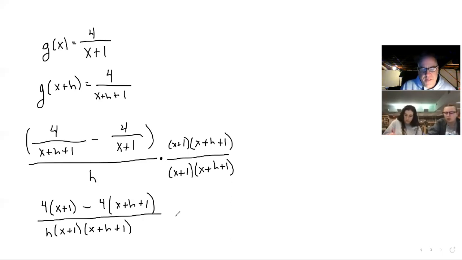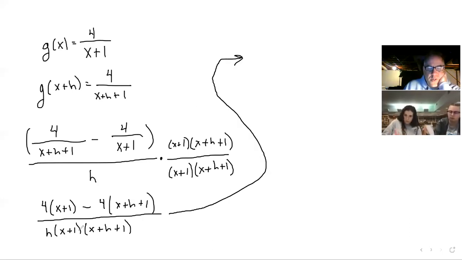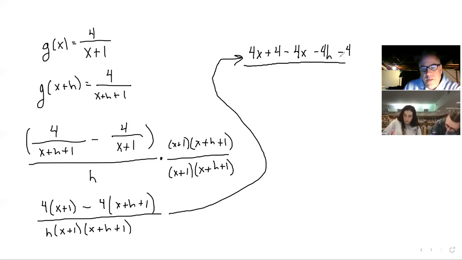Now from here, kind of the same thing's going to happen. It's going to be distribute the 4, distribute the -4 here, and we're going to get everything to cancel that doesn't have a factor of h in the top. You would have 4x plus 4 minus 4x minus 4h minus 4. And I've got to write all this again. h times x plus 1 times x plus h plus 1. But notice I got 4x there, -4x. I got 4, I got -4. And I'm left with a -4h in the top. Over all this stuff again.